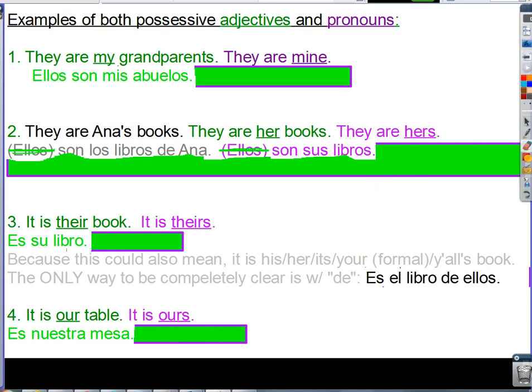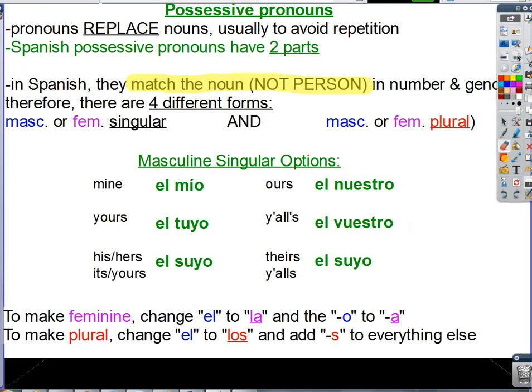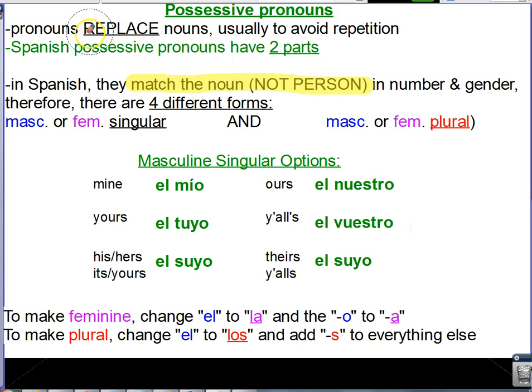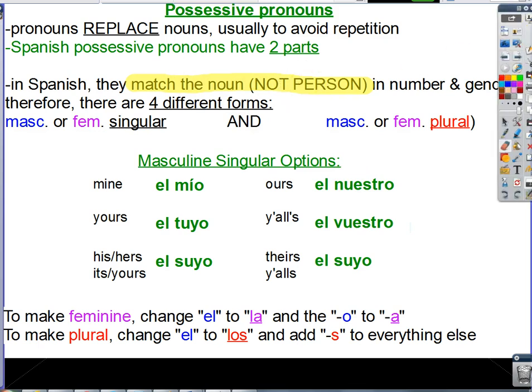All right, let's see how you did with your possessive pronouns. So as we reviewed in class, you should remember that pronouns replace nouns. You take out the noun and you put in a pronoun. And possessive pronouns have two parts. They have the definite article, el, la, los, or las, and then the form of the pronoun that you want. And remember, they have to match the noun, not the person, in number and gender.